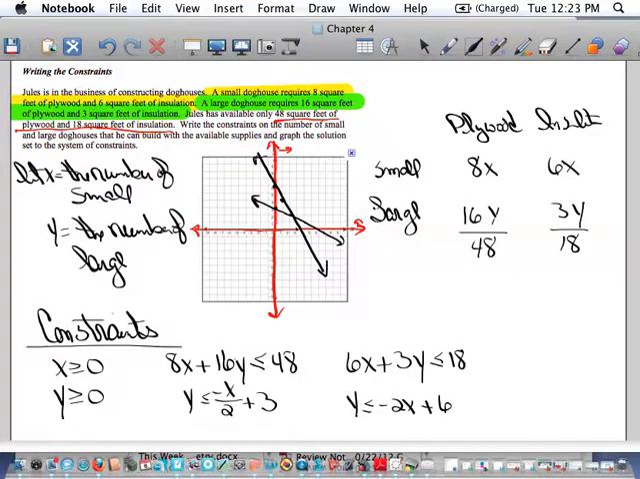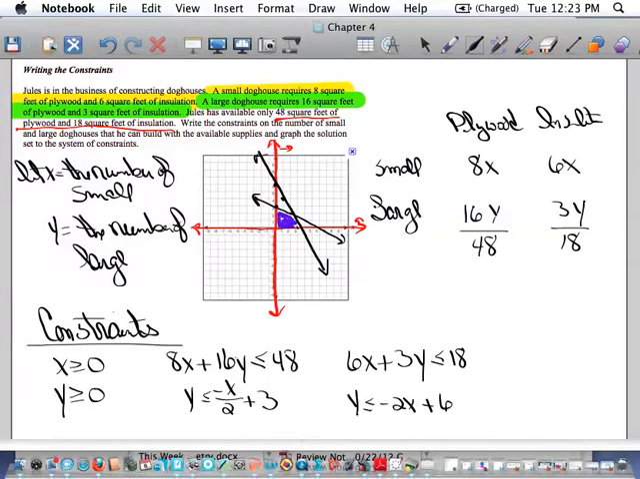So now my region is going to be right here, bounded by the x-axis, the y-axis, and those two lines. So get your vertices: one at (0, 0), one at (0, 3), one at (2, 2), and one at (3, 0). So the number of combinations of dog houses that you can build is in that purple region.